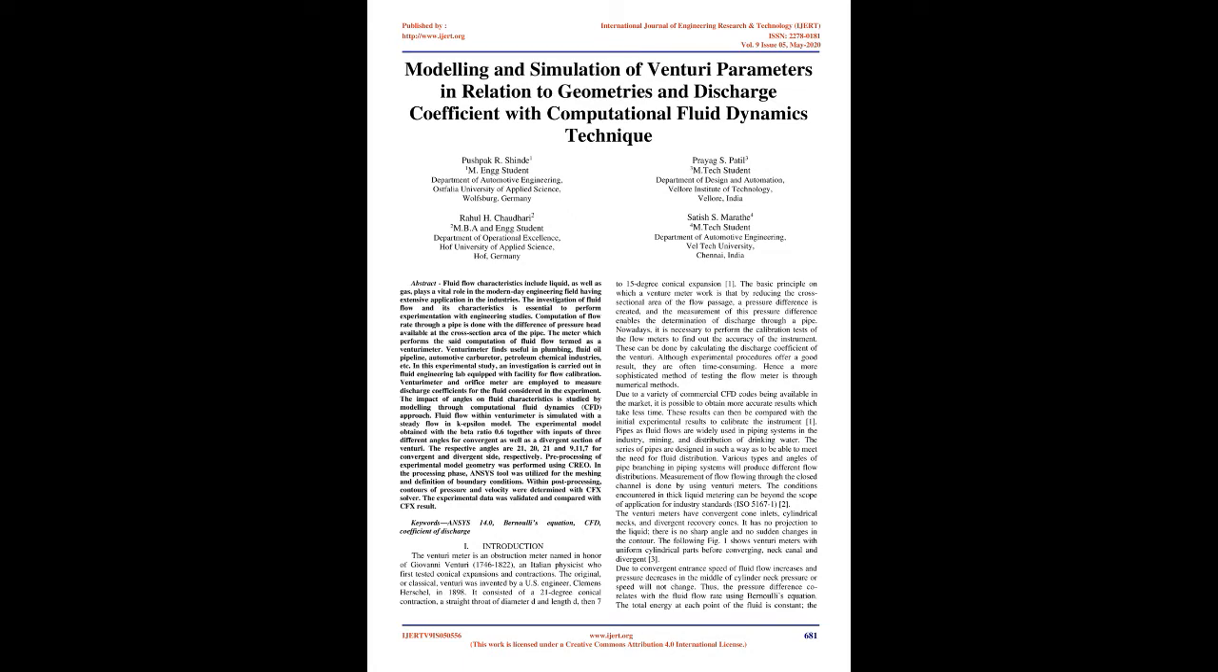The experimental model is obtained with the beta ratio 0.6, together with inputs of 3 different angles for the convergent as well as the divergent section of the Venturi. The respective angles are 21, 20, 21 and 9, 11, 7 for the convergent and divergent sides, respectively.